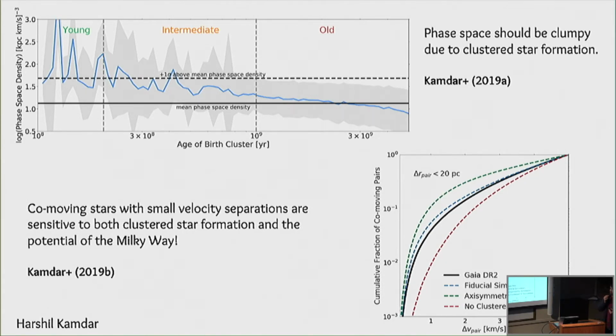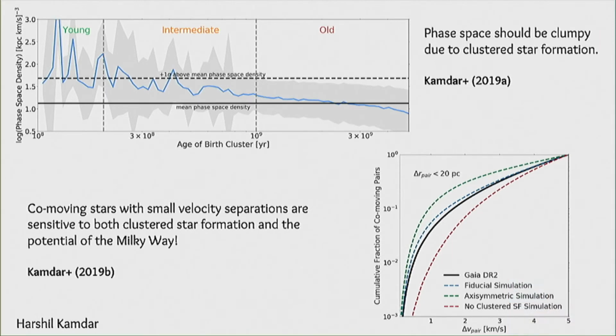We also wrote another paper that showed that co-moving pairs of stars, which are pairs of stars very close together spatially but also in velocity space, are sensitive to both how clustered star formation happens and the large-scale potential of the Milky Way. That's the plot on the right. We ran 2 control simulations where we changed the potential and changed how clustered star formation works, and you can see that it matches up with data in varying degrees.